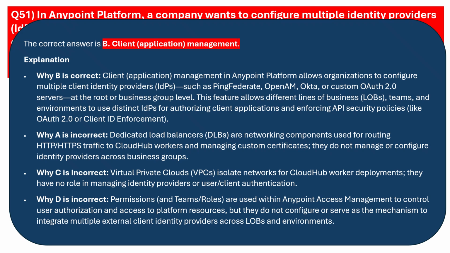Why D is incorrect. Permissions and teams/roles are used within Anypoint Access Management to control user authorization and access to platform resources, but they do not configure or serve as the mechanism to integrate multiple external client identity providers across LOBs and environments.